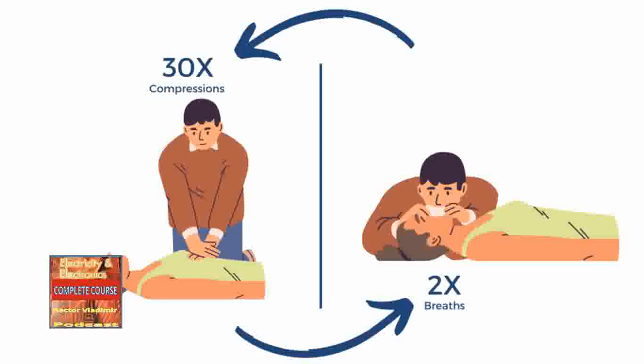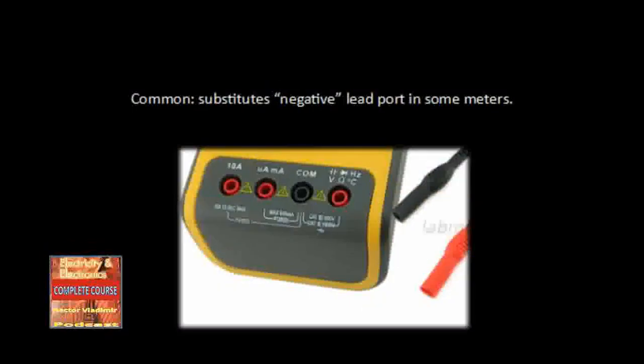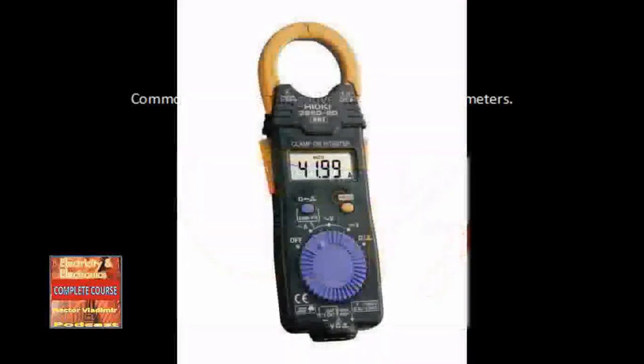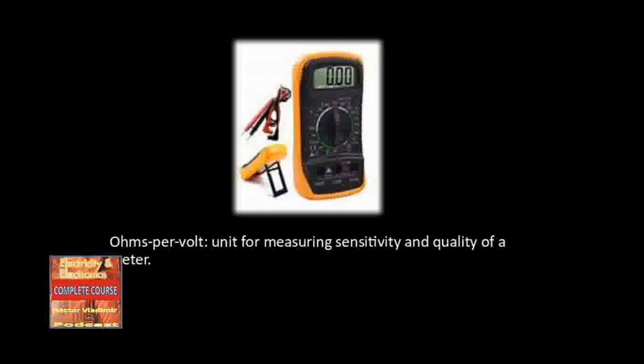Review questions for section 2.5. What does the abbreviation COM stand for on a meter, and what is its polarity? It stands for common and the polarity is negative. What does DMM stand for? Digital multimeter. What does resolution mean when referring to a DMM? The accuracy of the measurement as displayed in the LCD.